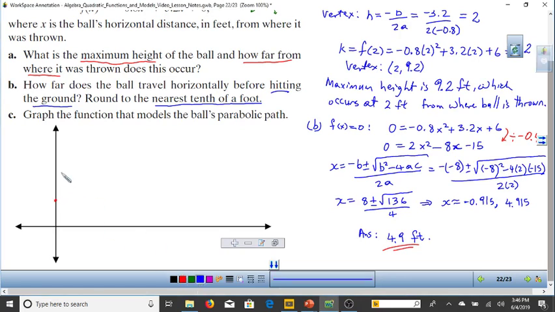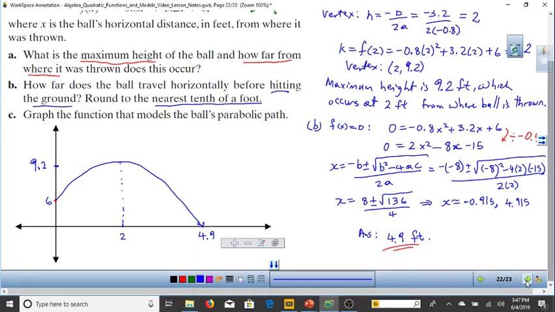The ball gets thrown upward, reaches the maximum height, and then comes downward to where it hits the ground. It hits the ground at a point approximately 4.9. The height thrown is 6, and the maximum height occurs at 2 feet from where it's thrown. The maximum height is 9.2 feet. And there we have it.